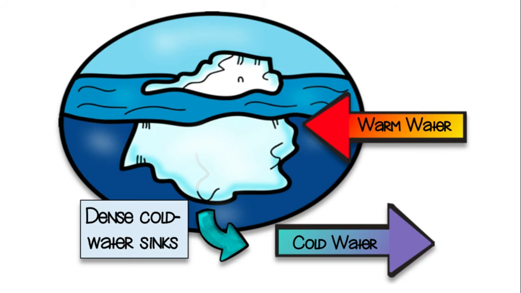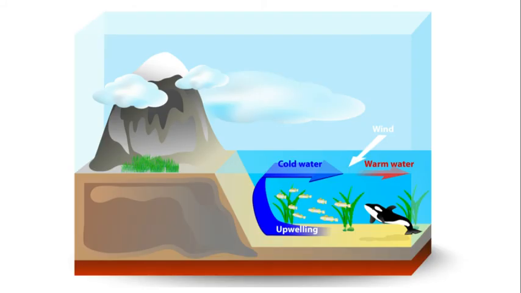Upwelling helps mix the water. Wind forces some of the extremely cold water up to the surface to be warmed by the sun. In the diagram here, the wind mixes the water, causing upwelling.